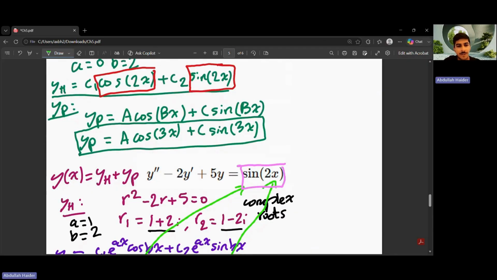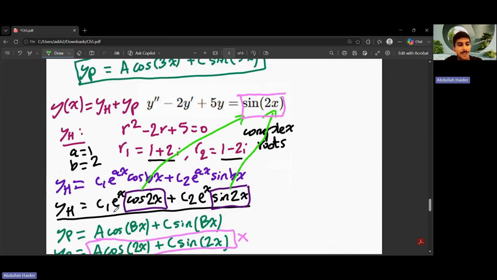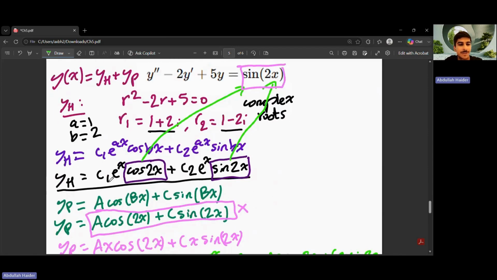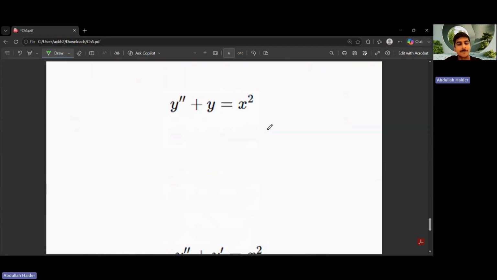Basically, in these kinds of questions you always have to pay attention to whether there's something common in yh and the function here, so that you can know whether you multiply yp by x or not. This is something you should really remember and focus on.